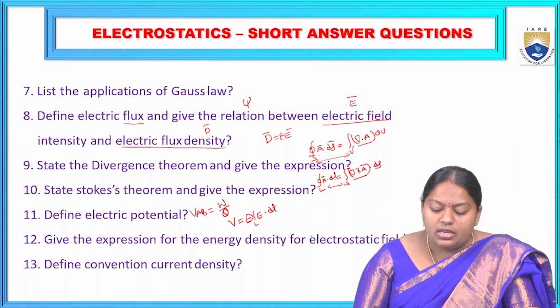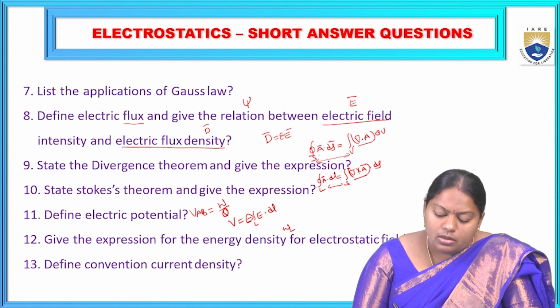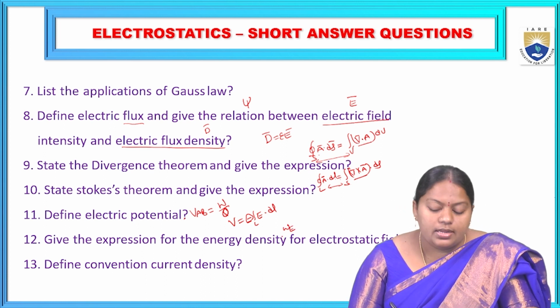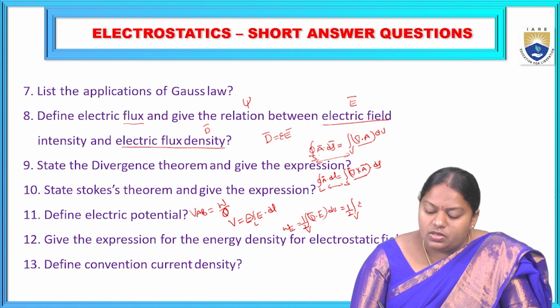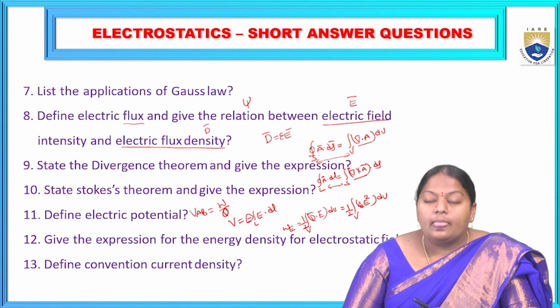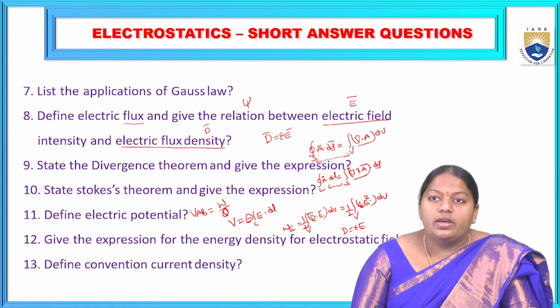Then give the expression for the energy density for electrostatic fields. Generally, energy is represented with W_E, where E stands for electrostatic fields, and the energy in electrostatic fields is given by integral over V of D dot E dV, or integral over V of half epsilon naught E squared dV. Why? Because we know the relation between D and E is D equal to epsilon times E. If we substitute D by epsilon times E, then this becomes epsilon times E squared.